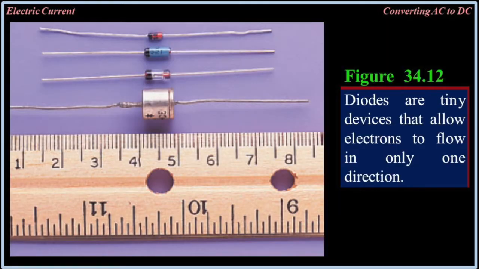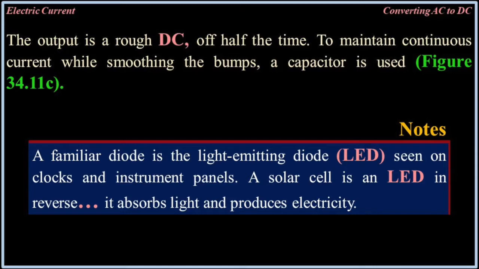34.12. Diodes are tiny devices that allow electrons to flow in only one direction. The output is rough DC, off half the time. To maintain continuous current while smoothing the bumps, a capacitor is used. Figure 34.11C. Notes: a familiar diode is the light-emitting diode seen on clocks and instrument panels. A solar cell is an LED in reverse. It absorbs light and produces electricity.